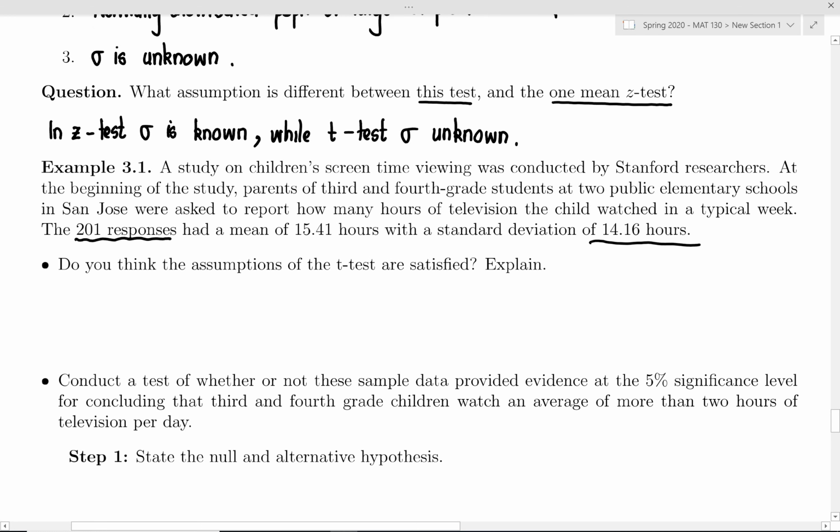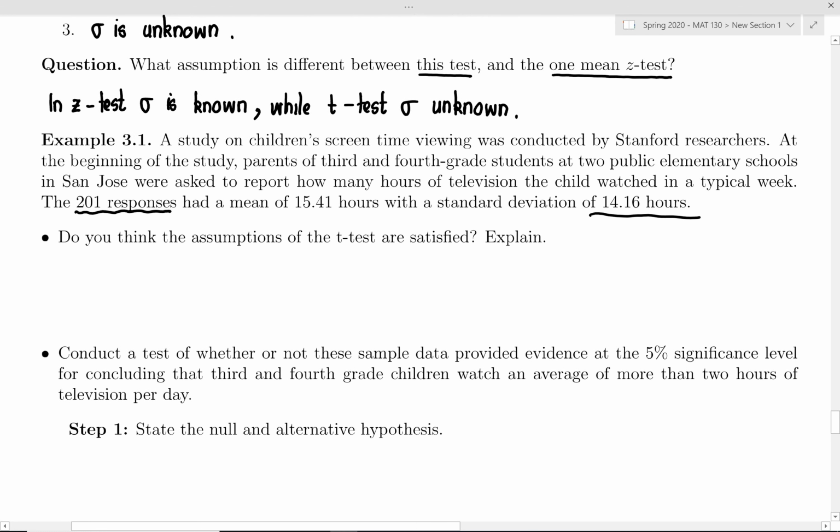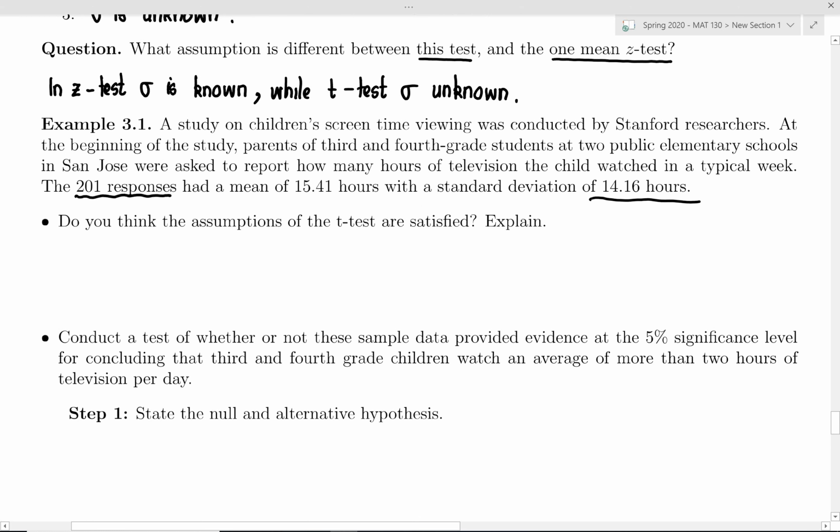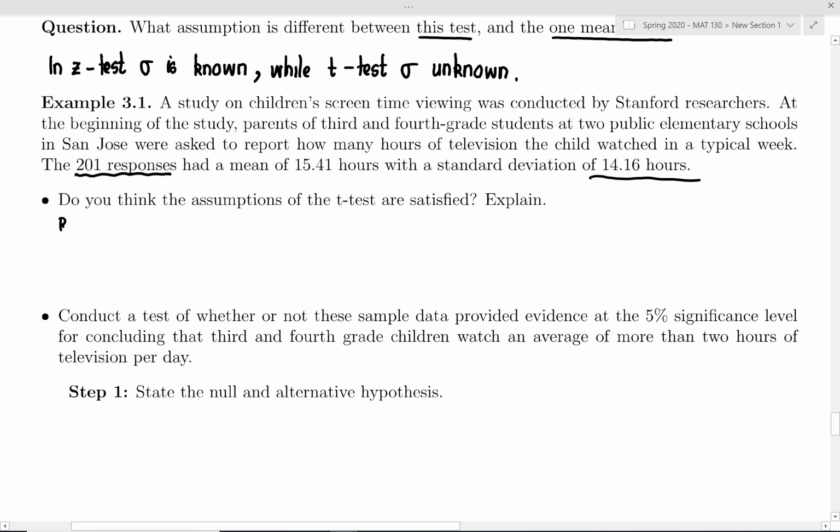The first question is, do you think the assumptions of the t-test are satisfied? So they're taking a bunch of 3rd and 4th grade students from 2 public elementary schools, so we have a random sample. The second one is that either our population should be normal or our sample should be large. There's no mention of the population being normal, but what's our sample size? It's 201. Since n is equal to 201, it's bigger than 30, so we have a large enough sample.